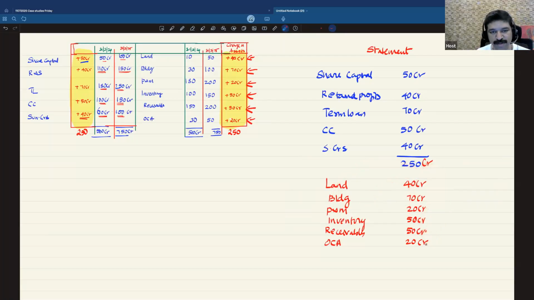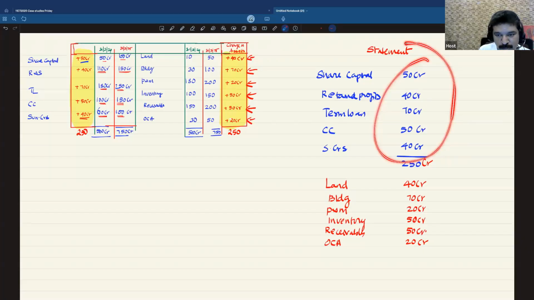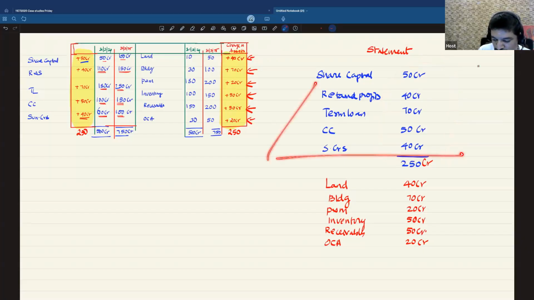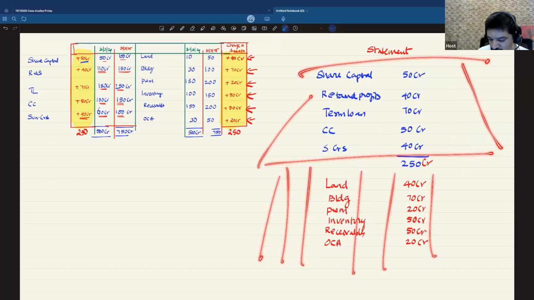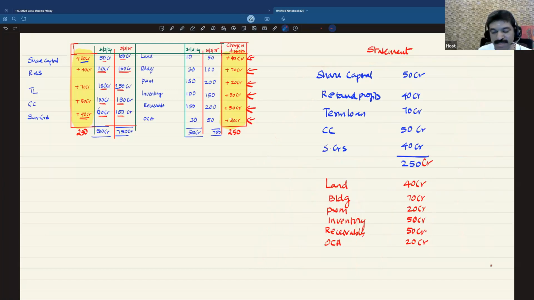Are you getting the picture of it? Are you getting the waterfall picture, or dam, water flow, whatever? So money came into the company, like a water catchment area, as we call it. The catchment water level is like 250 crore and that had flown for various purposes. So this statement is communicating this beautifully.